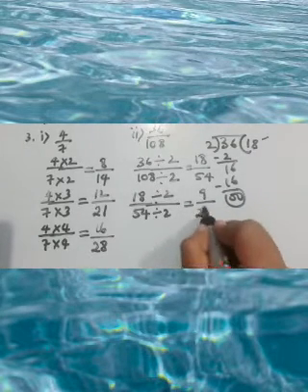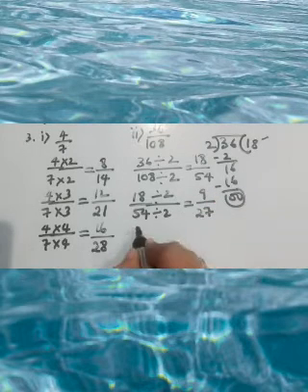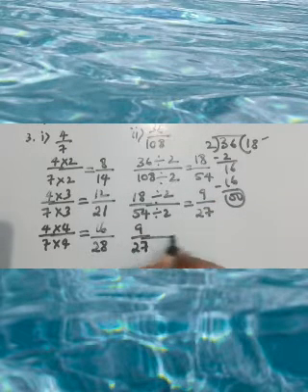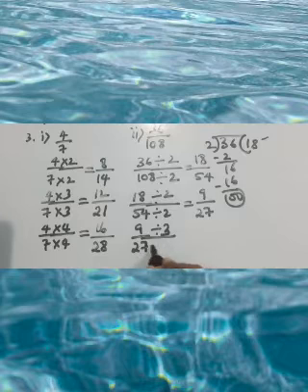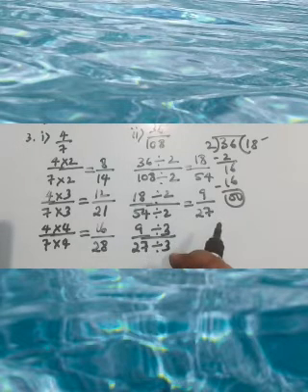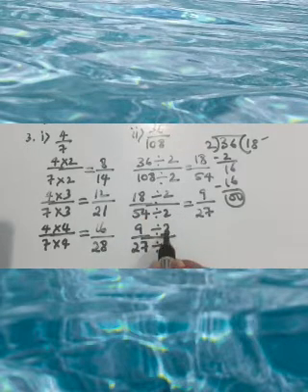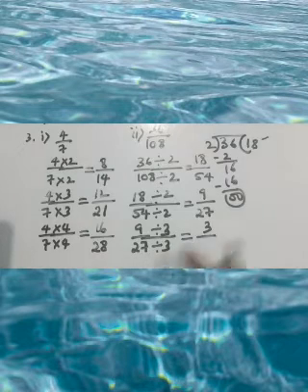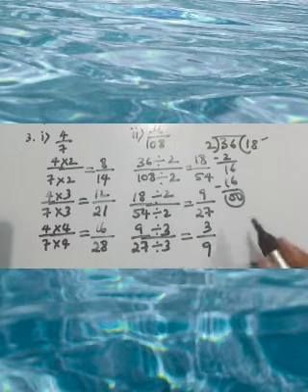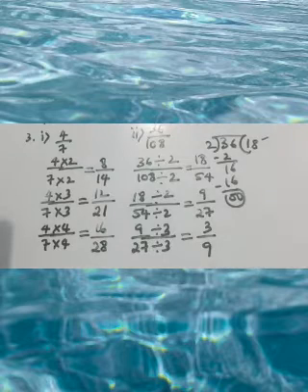2 27s are 54. Again I take 9 by 27 and divide it by 3, because 3 is the common divisor for both 9 and 27. 3 3s are 9, 3 9s are 27. These are the three equivalent rational numbers.